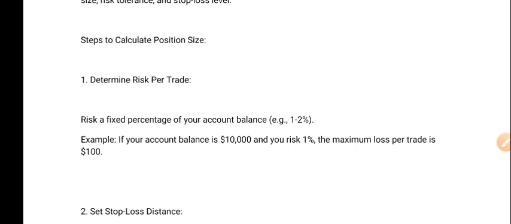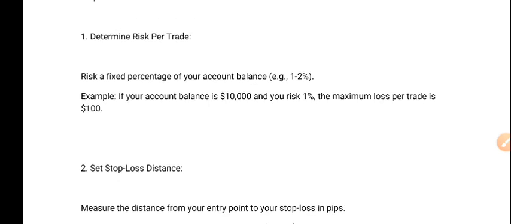Determine risk per trade. Risk a fixed percentage of your account balance. That's 1 to 2%. For example, if your account is $10,000 and you risk 1%, the maximum loss per trade is $100. You see it. So know how to use 1 to 2% of your account balance. Even if you have $10, you risk $1. That's 1% of your trade.